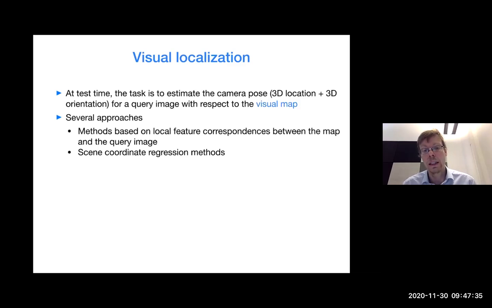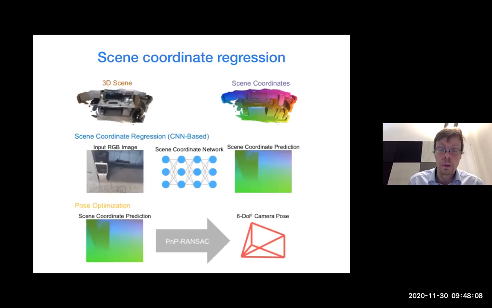And there are several approaches to this problem. There are methods based on local feature correspondences, where we try to obtain corresponding points between the query image and the previously built map. And then there are scene coordinate regression methods. And in the last part, I will talk about one particular scene coordinate regression method that we have recently presented, and it was presented at the CVPR conference last summer.